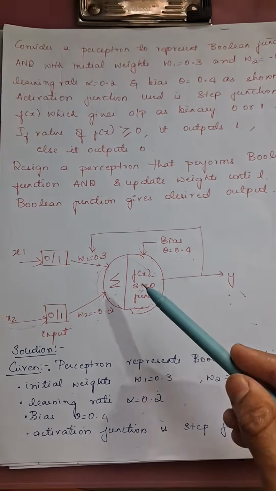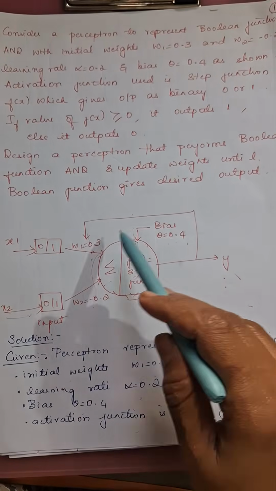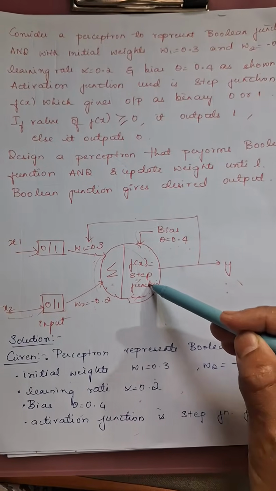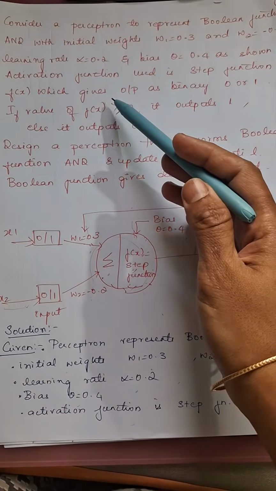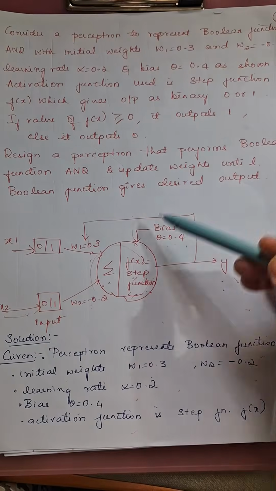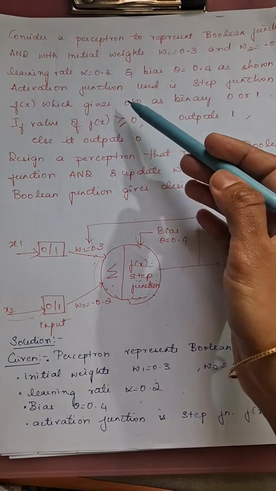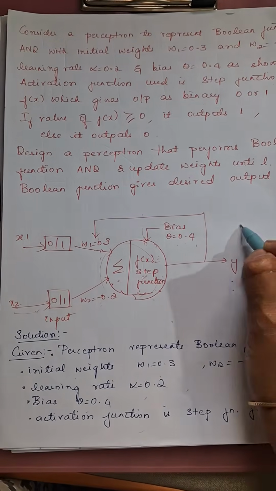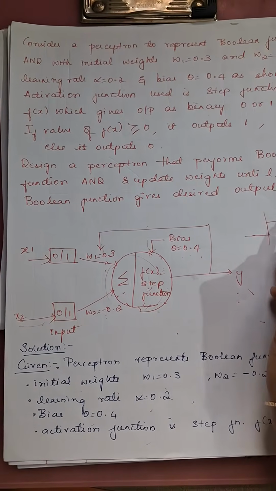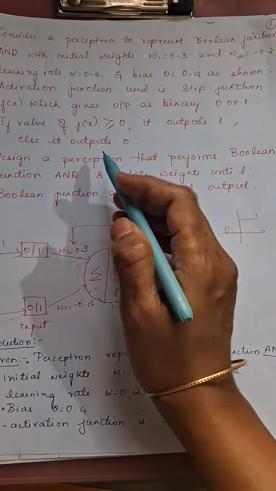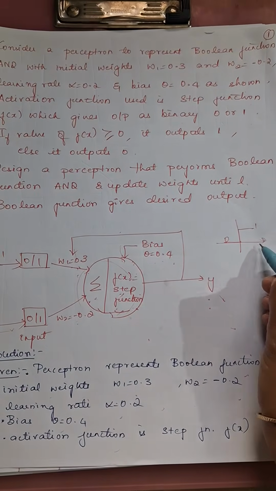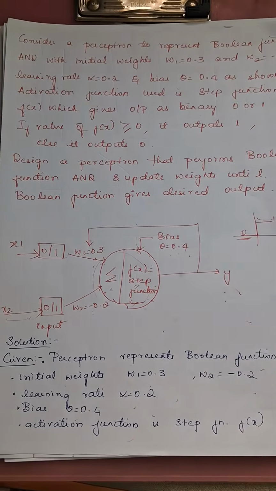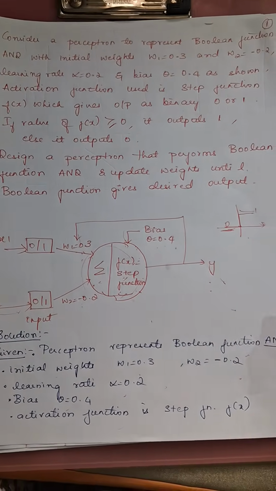As I have told in the previous theory, perceptron basically consists of two main things: a weighted sum plus the activation function. In the question, the activation function is given as a step function. So the step function is f of x. The f of x will give output as binary 0 or 1, right? Because it's a step function, it will give the output as 0 or 1. And they have given in the question, if f of x is greater than 0, the output is 1. If it is less than 0, the output is 0. So this is our activation function.